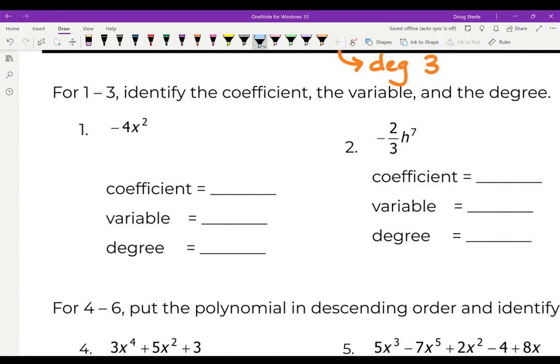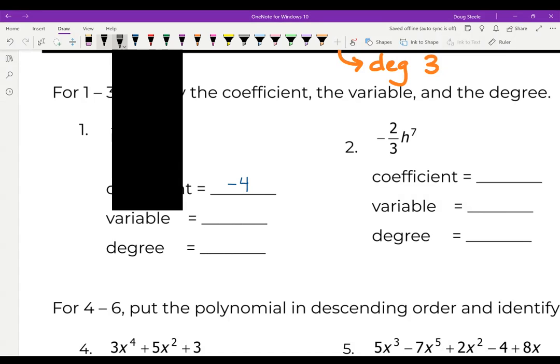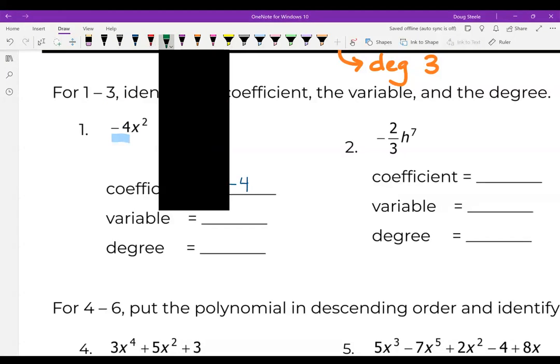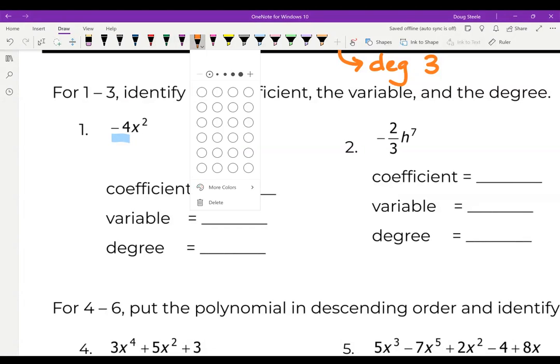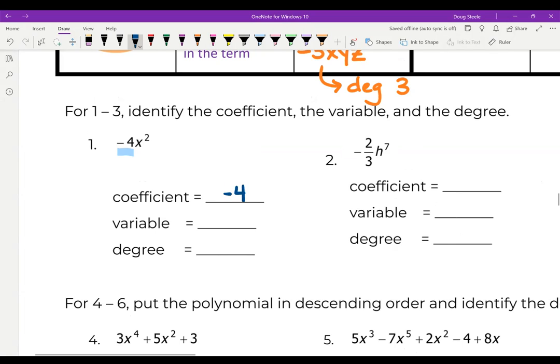In this case, I can see that I have that negative 4 out front. That is our coefficient. Okay. Once again, I think I maybe have to quickly change these. Sorry for doing this in the middle of a video. Okay. So our coefficient is negative 4.